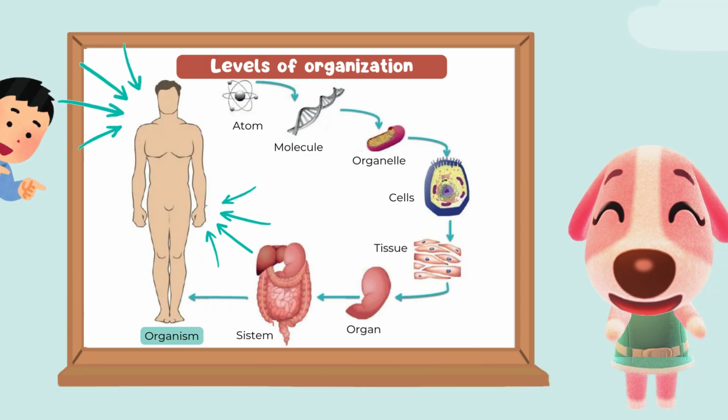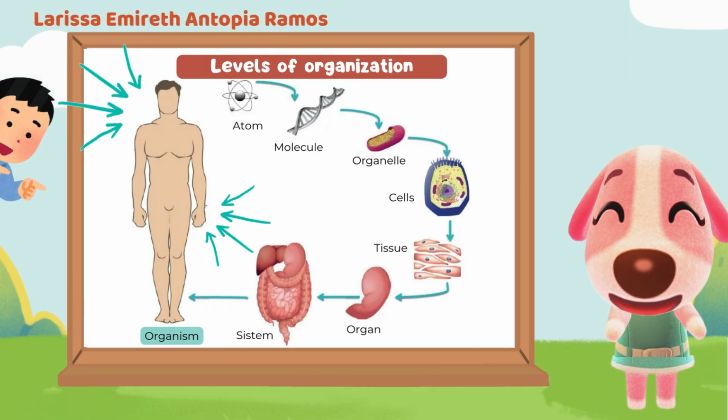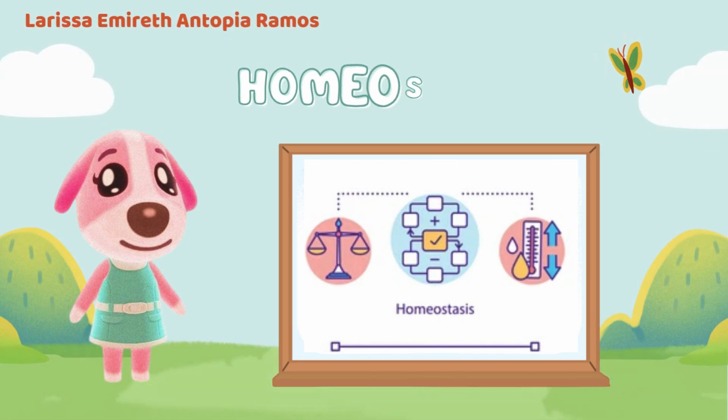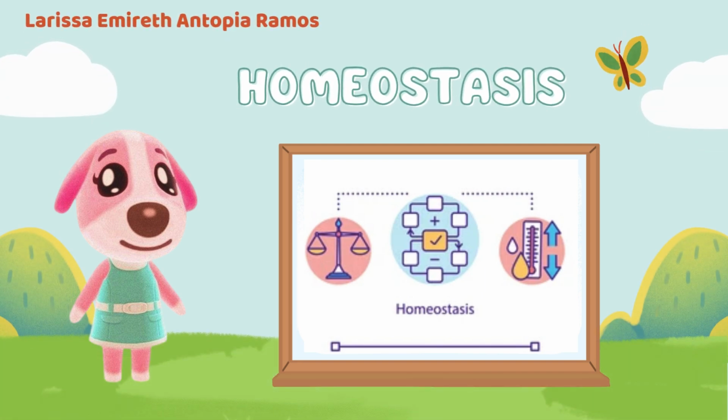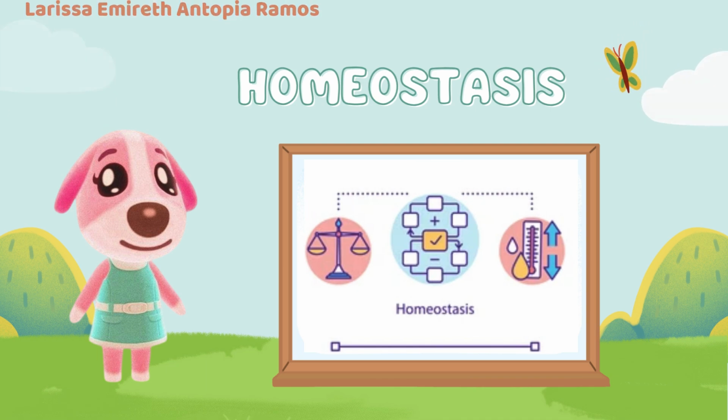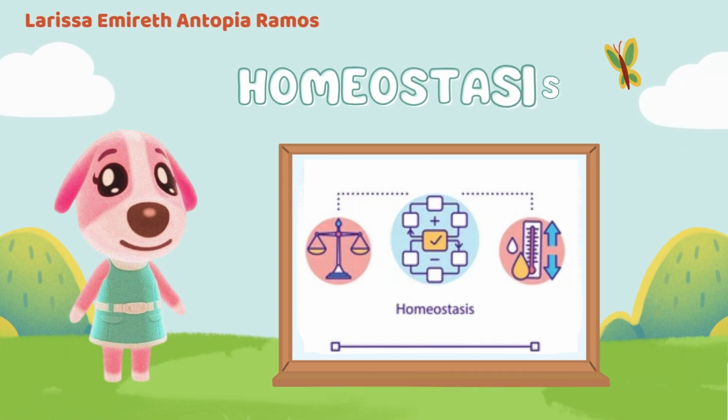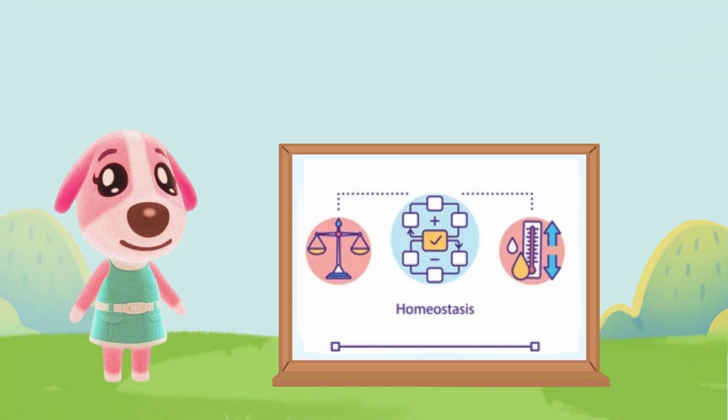Finally, all the organ systems work together to form a complete organism. And thanks to this organization, our body can function efficiently in our environment. But how does our body maintain balance? This is where homeostasis comes into play, because it is the process by which our body regulates its internal environment to maintain stable conditions. Homeostasis is maintained through two types of feedback: negative feedback and positive feedback.